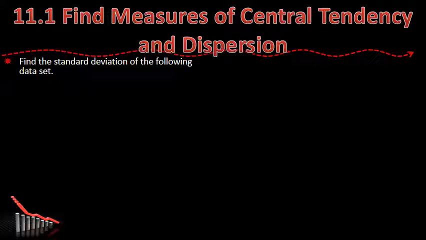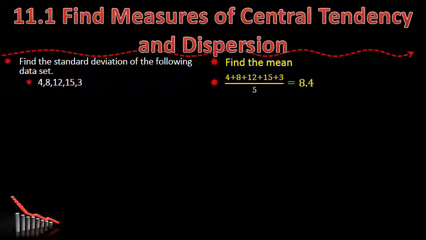Find the standard deviation of the following data set. Okay, just 5 numbers: 4, 8, 12, 15, 3. We can put those in order, but we don't have to for standard deviation. We do need to know the mean. So I'm going to add them together and divide by the number of numbers, which is 5. So my mean is 8.4.